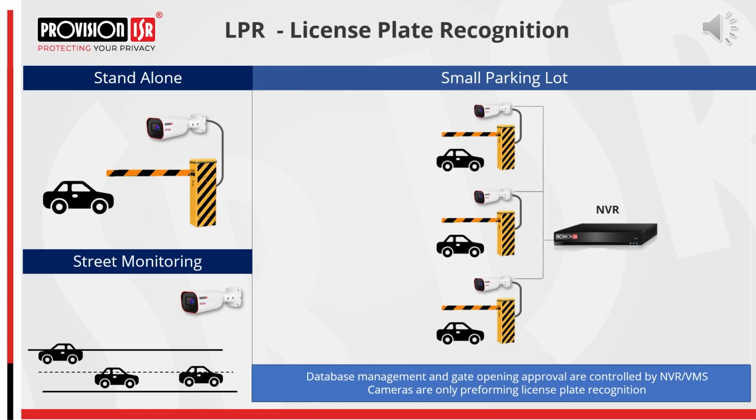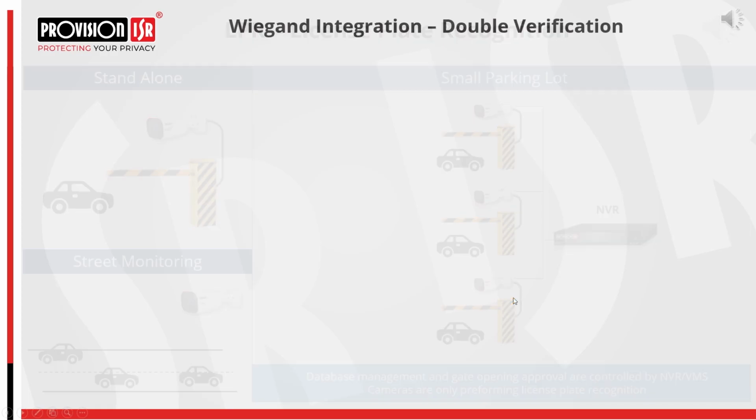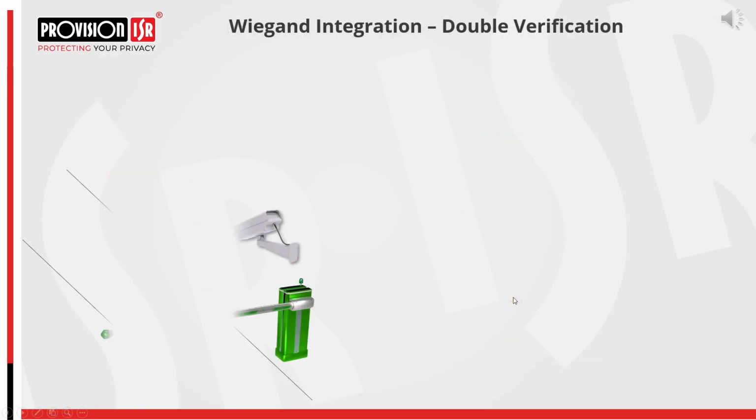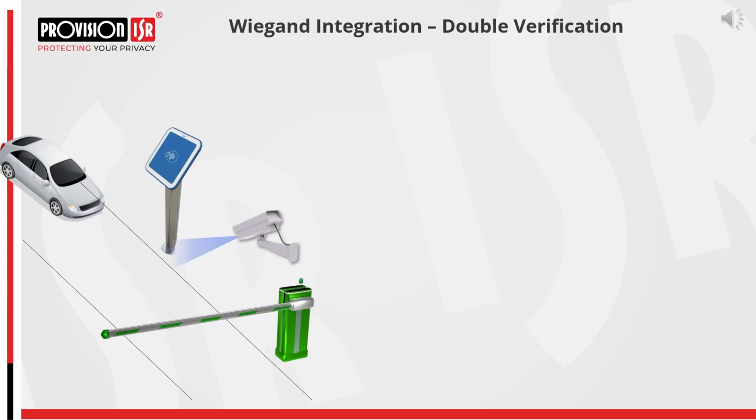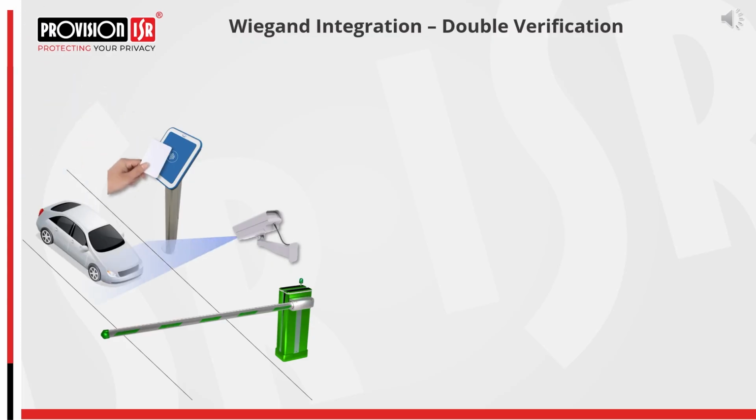NVR-based system: multiple LPR cameras are connected to an NVR, which stores the vehicle database and controls gate operations. In this setup, the cameras perform only license plate recognition, while all decisions and gate control are handled by the NVR or VMS. Inside the camera, there is an option to enable double verification using the Wiegand protocol. In this setup, an external card reader sends an RFID tag number to the LPR camera via Wiegand input.